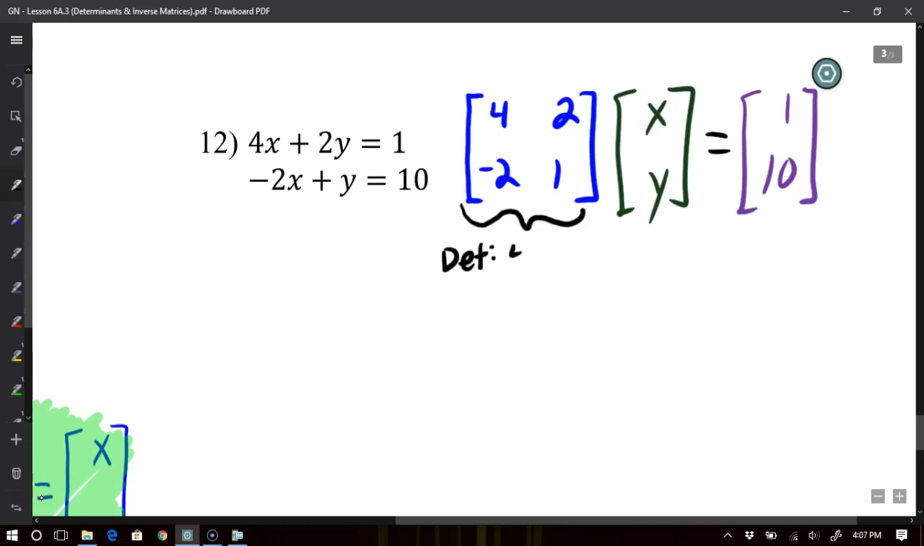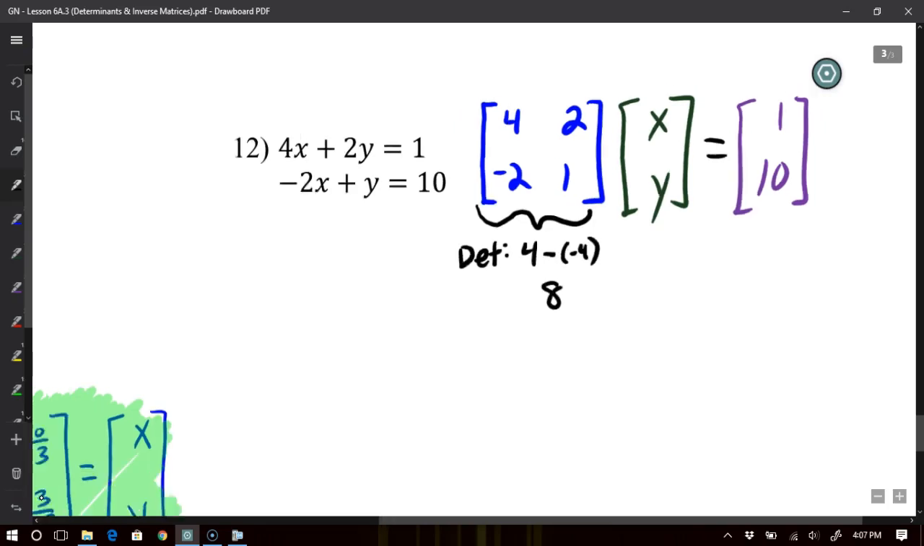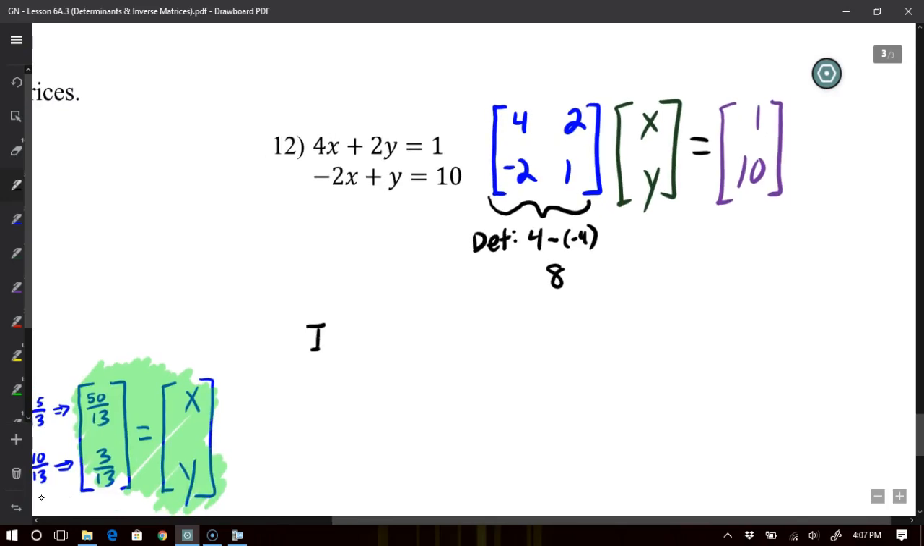So 4 times 1 is 4. Negative 2 times 2 is negative 4. So minus negative really is addition. So I get 8.